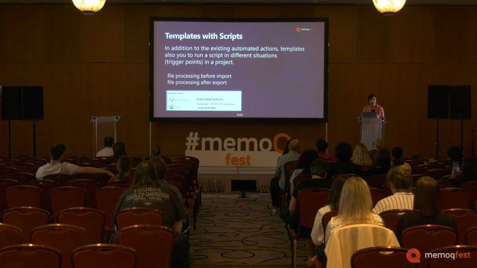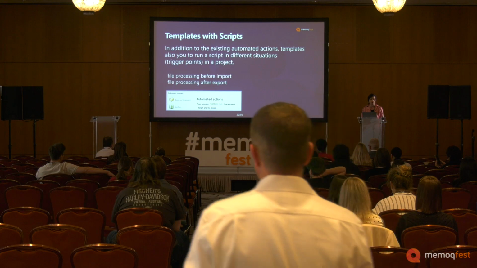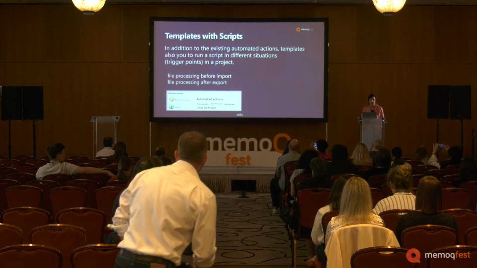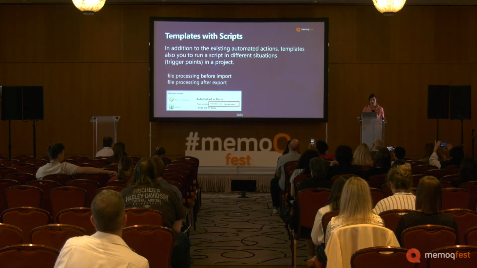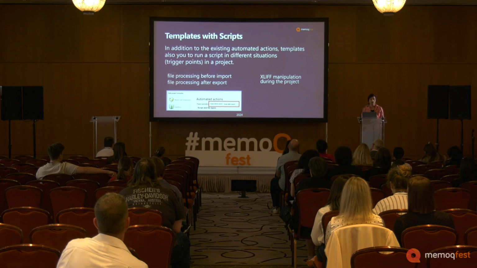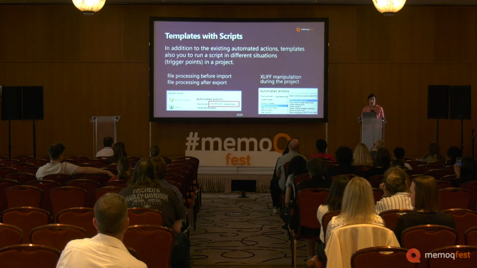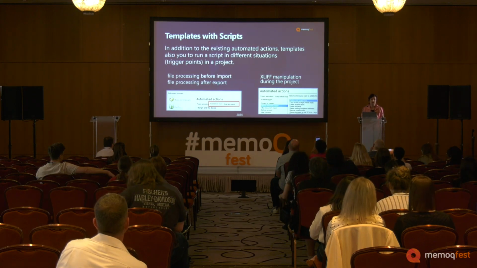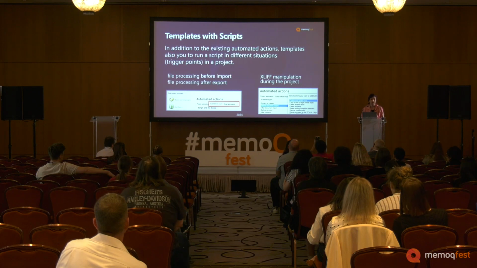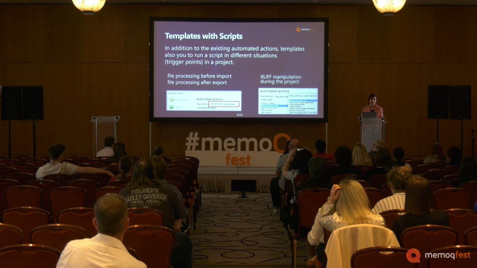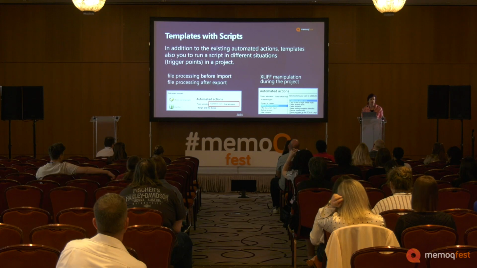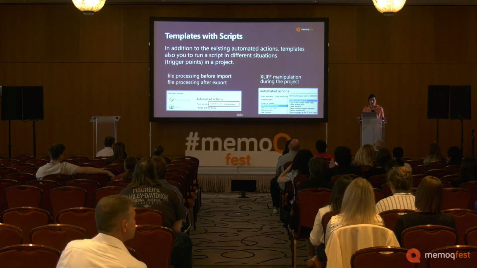And that you can find in the templates in the automated actions. There are 2 extra tabs for processing the files before import and after export. And then there is another way. What you can do, you can actually manipulate the XLIFF file when it is inside of the project. And for that, there is the action of running the custom code at the trigger point, like when a translator delivers, when a pre-translation has been run, things like that. I'll show you some examples of when it could be run and what it can do.